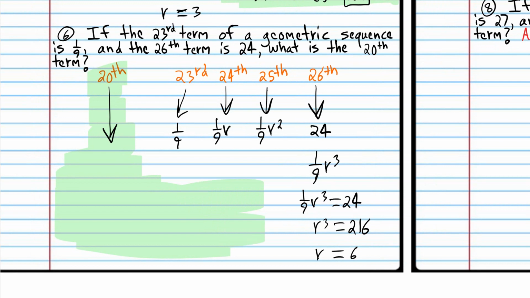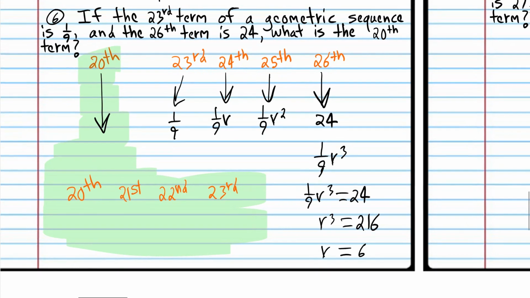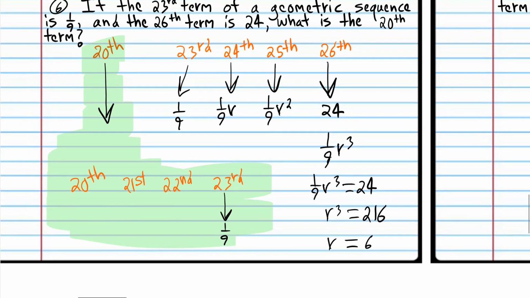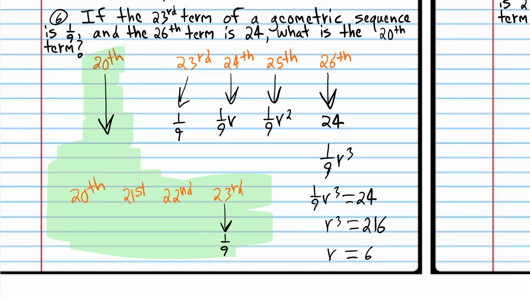So what we're going to do is take the 23rd term, and then we're going to go backwards. I'm going to go to the 22nd, and then 21st, and then 20th. So the 23rd term we were given is 1/9. And because we're going backwards, we're not going to multiply by r, we're going to divide by r. So 1/9 divided by r is 1/9r. Then we have 1/9r squared, and then 1/9r cubed.